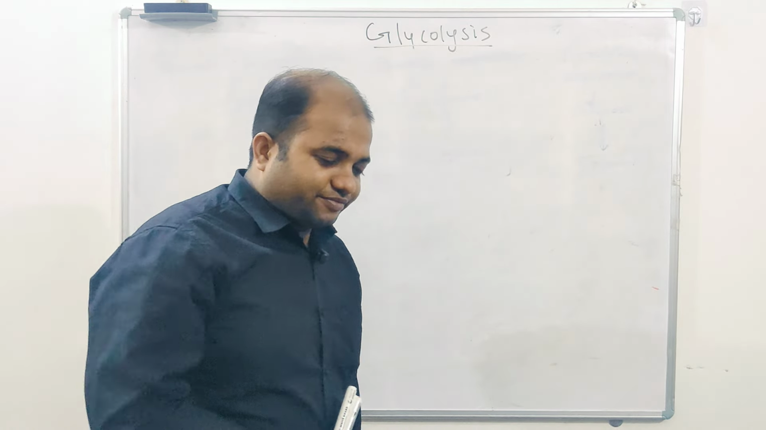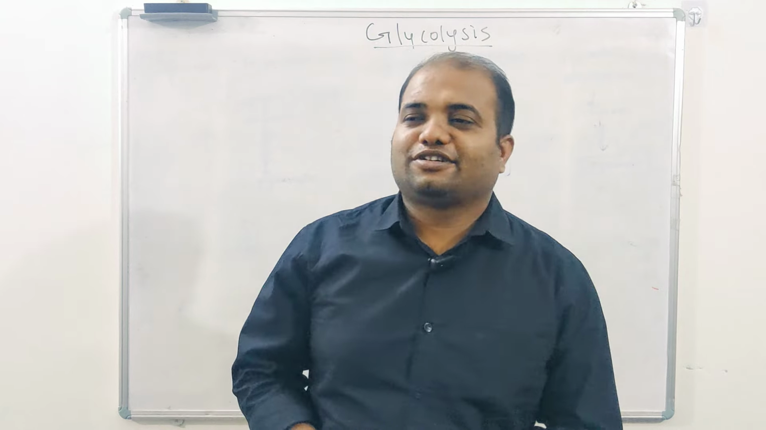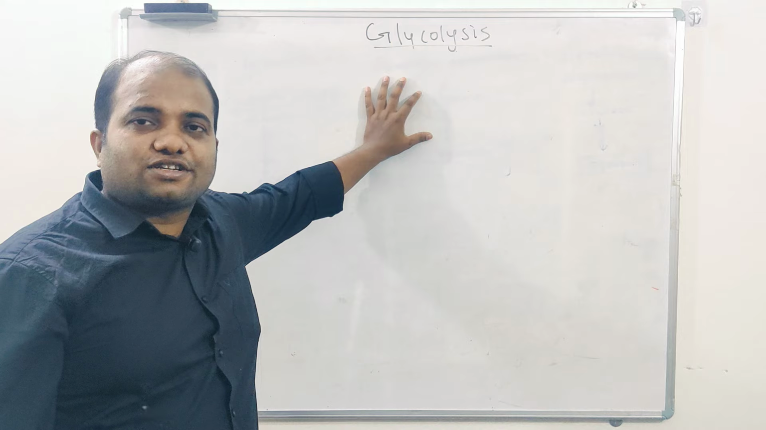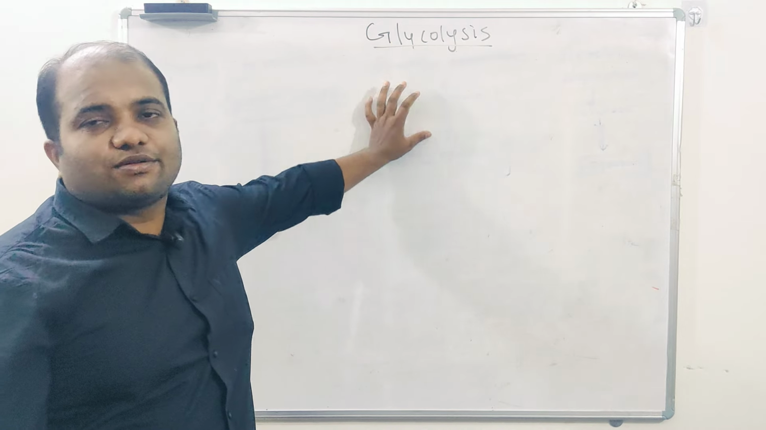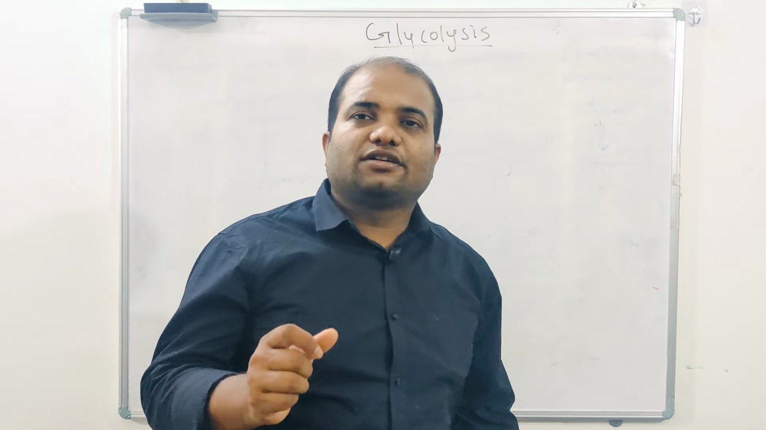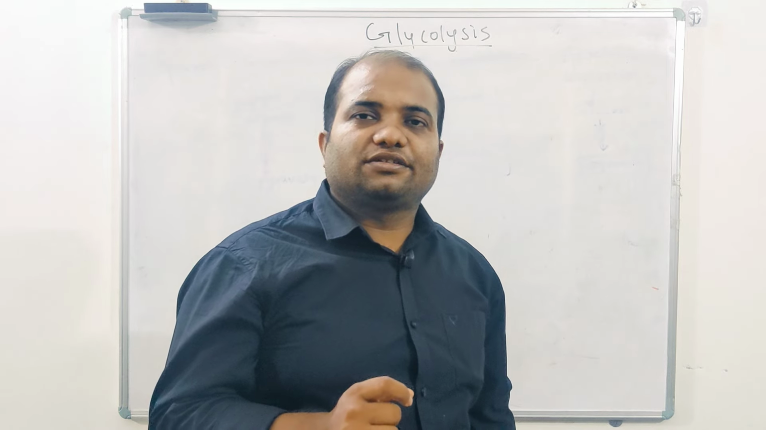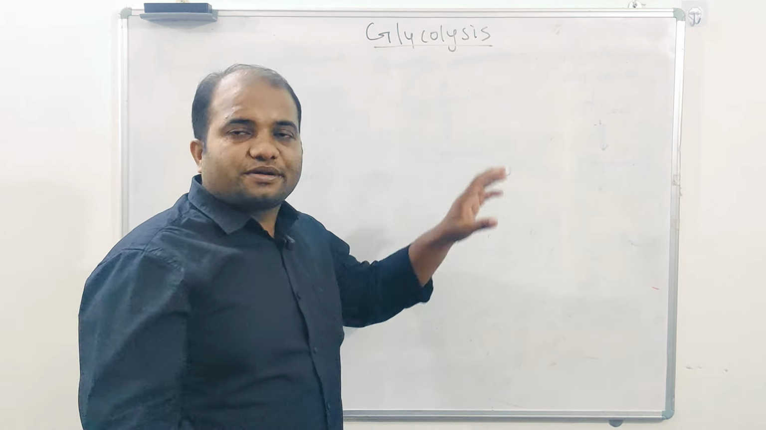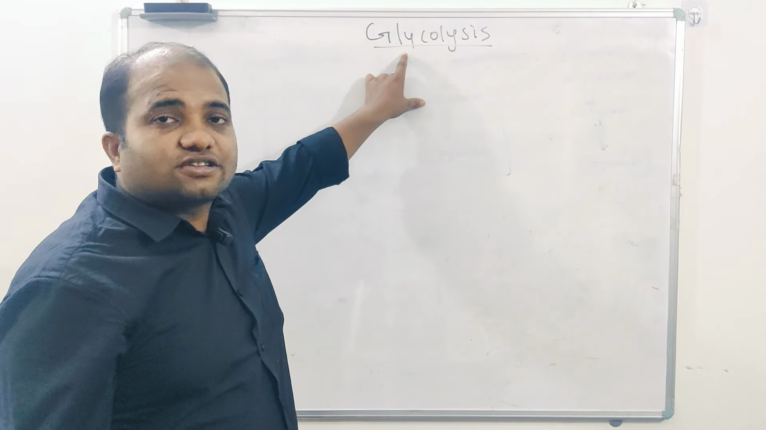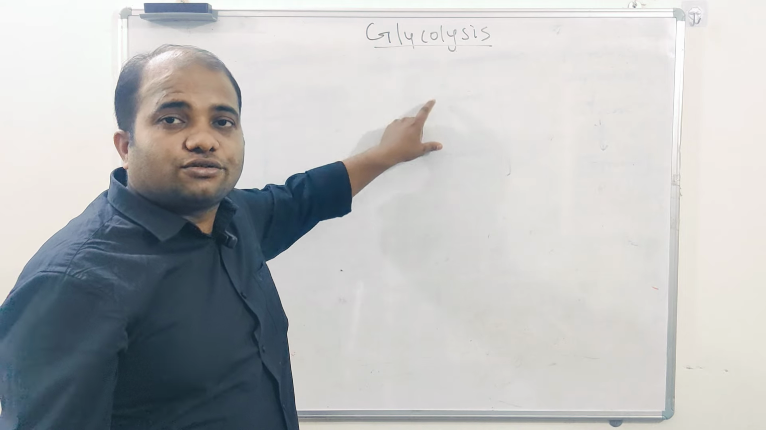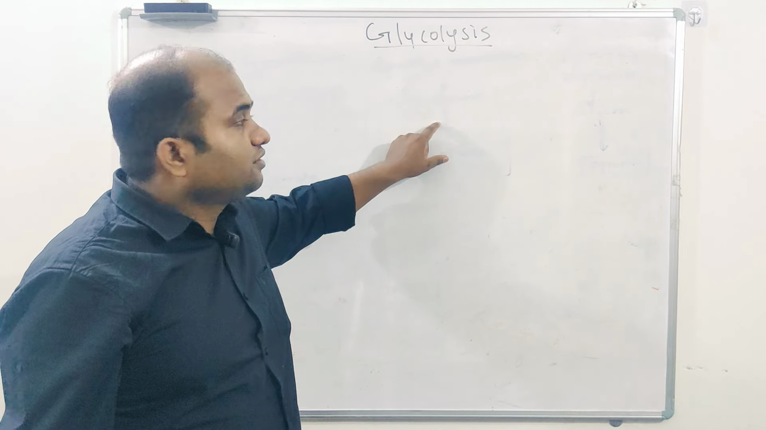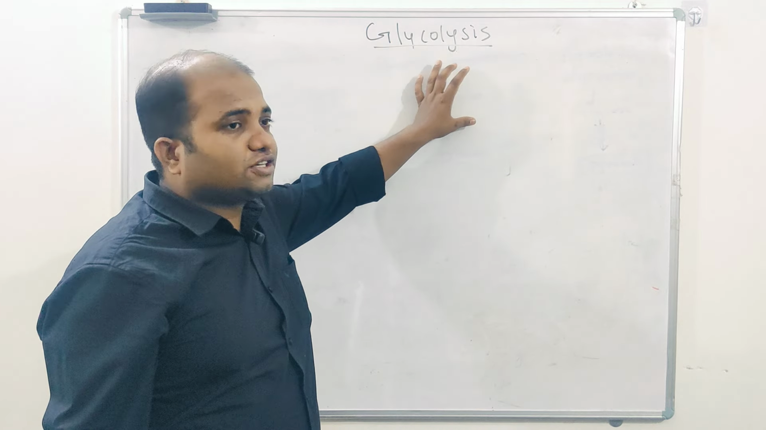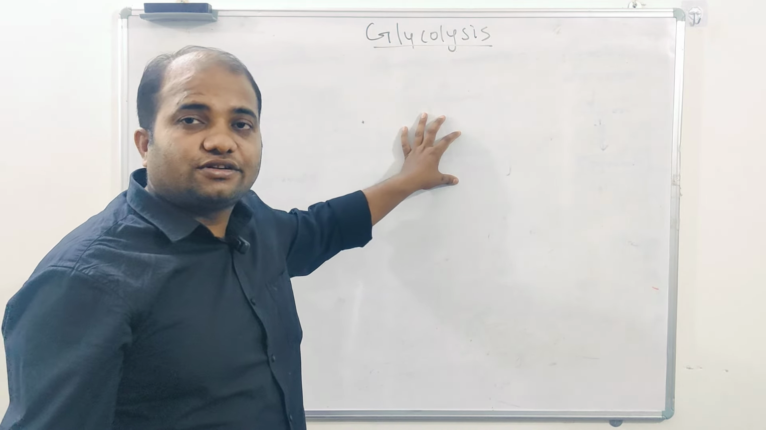Second question is, what do we need to start glycolysis? See, glycolysis, if you want to define it, it is one of the primitive metabolic pathways of our body, which converts glucose into pyruvate, right? So glycolysis is a metabolic pathway which converts glucose into pyruvate.